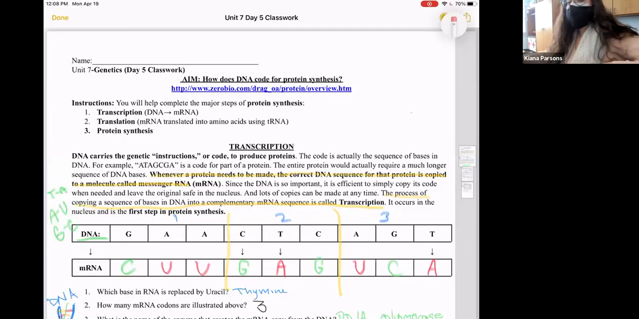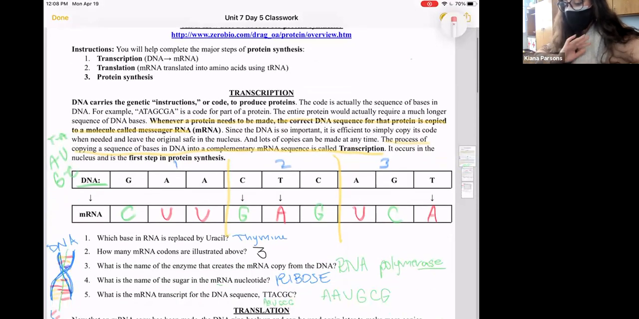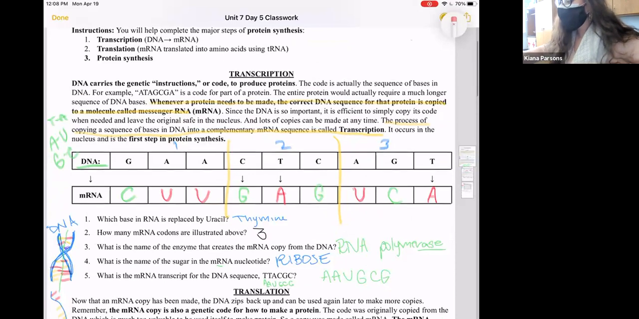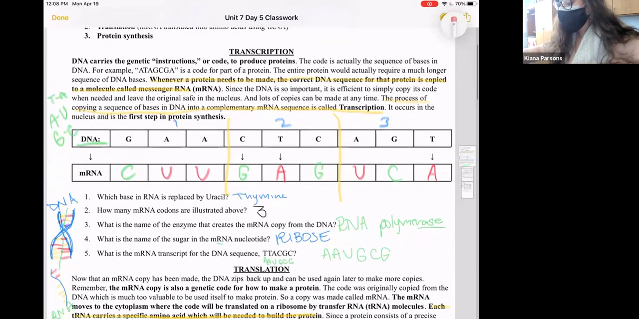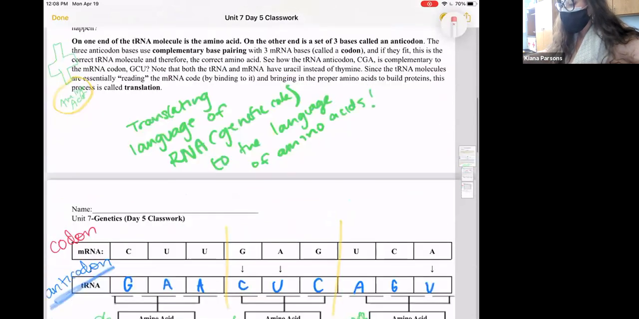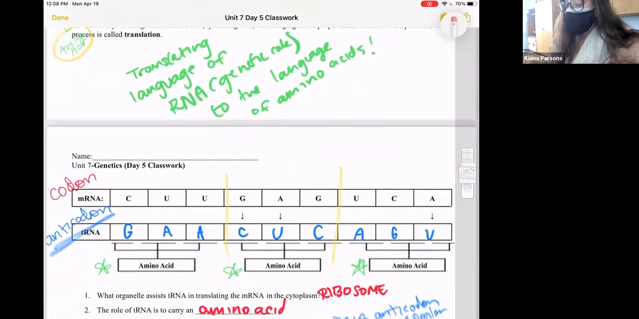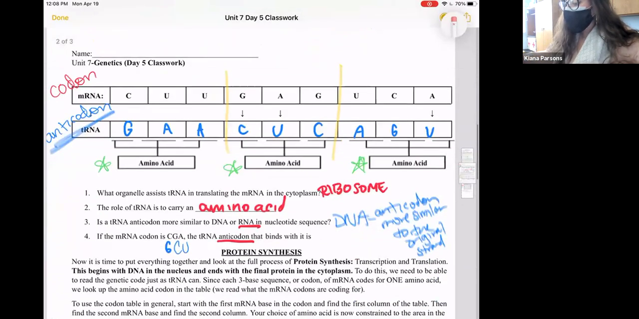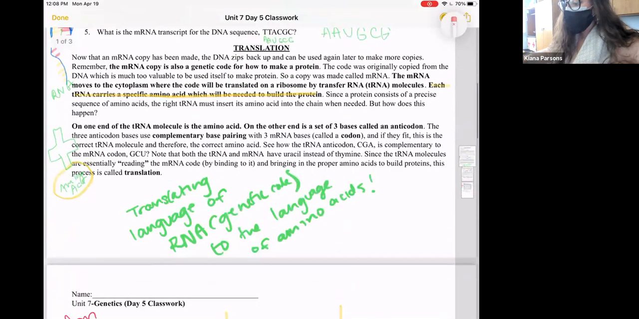All right, so we went through transcription already, and it seemed like there weren't too many issues with this first part. So these are the answers. You can check your paper. And then also the first translation bit as well, with the mRNA codons and the tRNA anticodons. So this is the transcription and translation part.